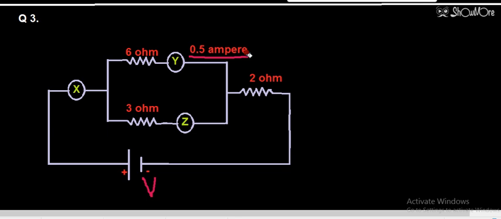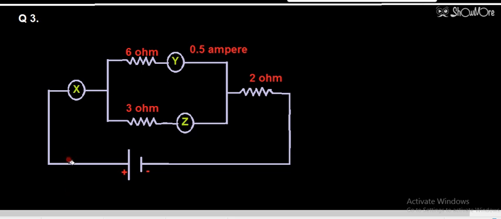Okay, let's start the discussion now. Students, you know one thing: this 6 ohm resistance is in parallel with this 3 ohm. Let's suppose from the battery some current is coming. Let's discuss this question from the beginning.